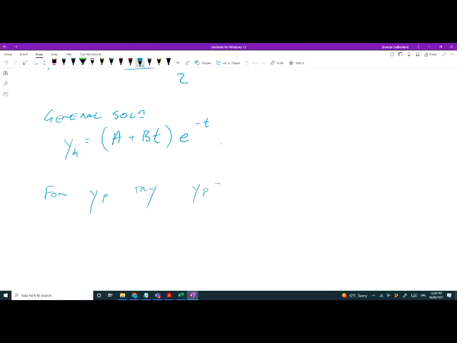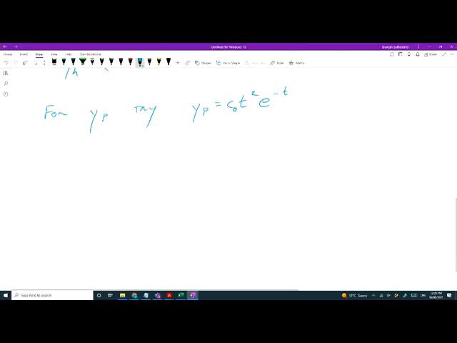Try yp equals t squared c naught e to the minus t. Okay, so then you need yp prime. So differentiate the first one, leave the second one alone. Then you add it to the derivative of the second one, leaving the first one alone. So you get minus C naught t squared e to the minus t.